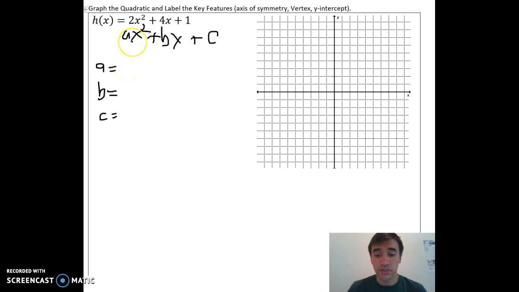We always know quadratics are in the form ax squared plus bx plus c. That's standard form. a is the coefficient of x squared, so in this case it is 2. b is the coefficient of x, so it is 4. And c is the constant. It's by itself. It is 1. Hopefully you got those correct.